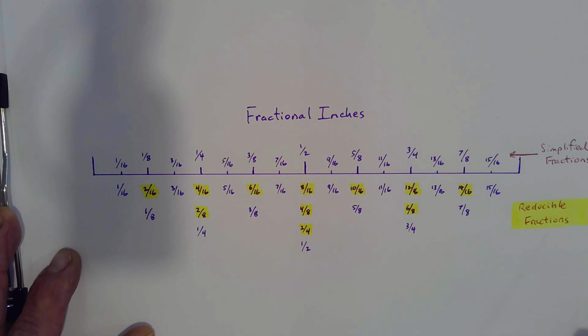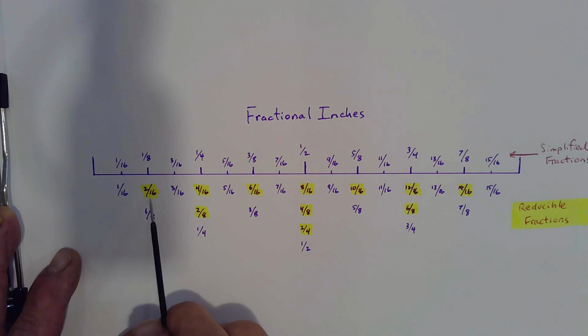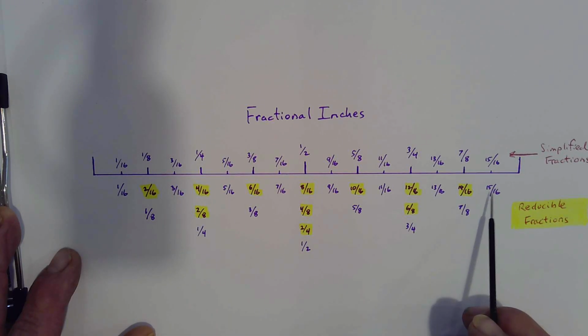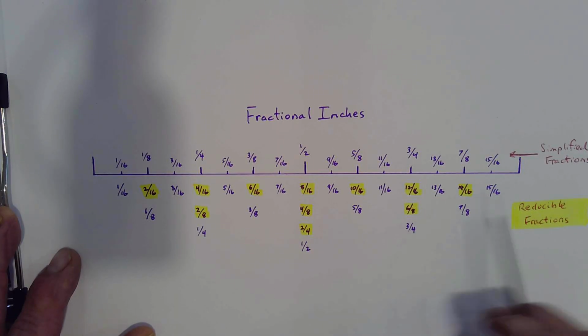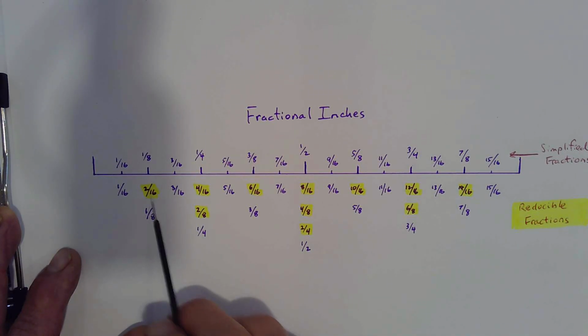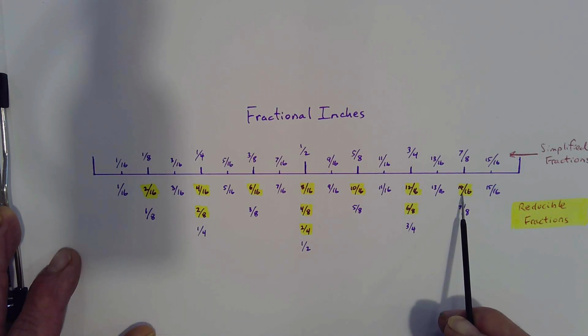And what I've done here is I've made a little chart. Below this line are sixteenths. You can count to 16. 1, 2, 3, 4, 5, etc. 15 sixteenths is followed by 16 sixteenths, which is the same as a whole number. But these highlighted sixteenths are reducible fractions.